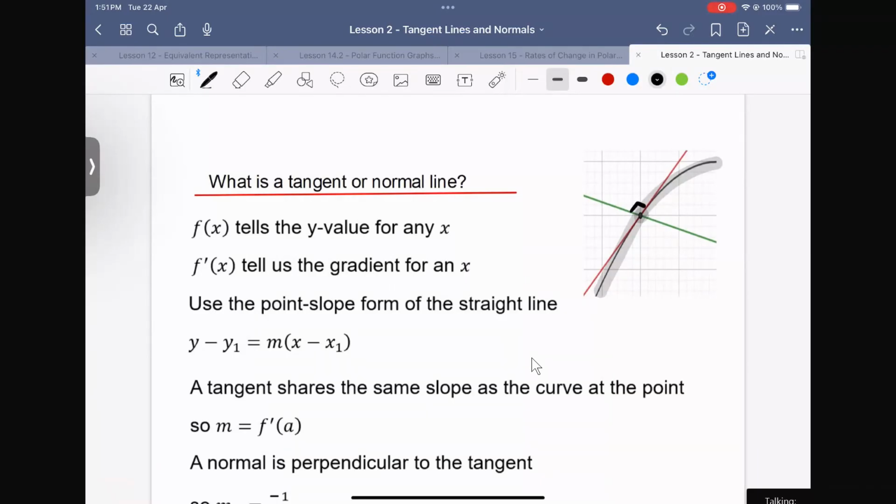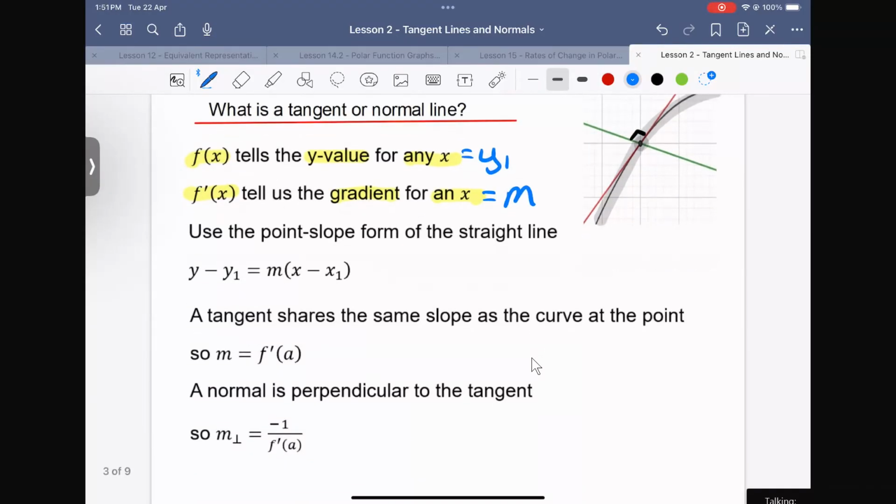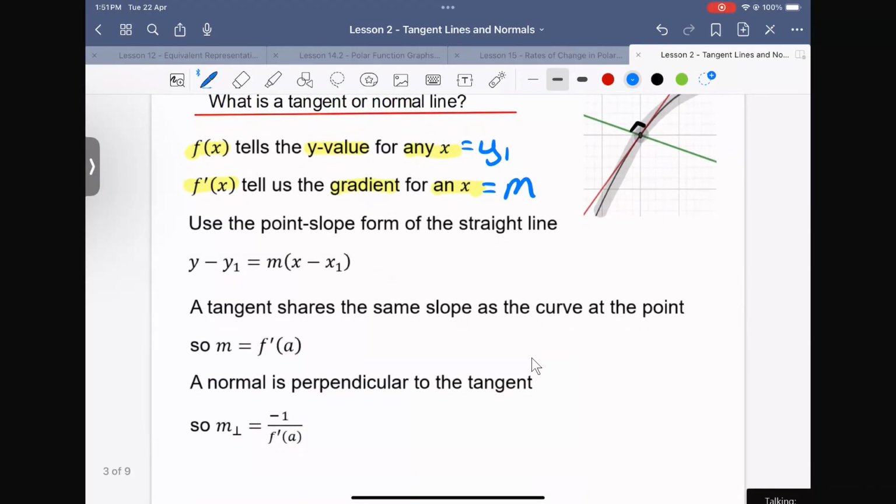Okay, so the original function, f of x, is going to tell you the y value for any x point. The derivative function is going to tell us the gradient for any x point. So that means we are going to use this with the point slope form. The original function is going to tell you what y1 is. The derivative is going to tell you what the gradient is, and we're told the x value. So we're going to use point slope form in order to find different lines.